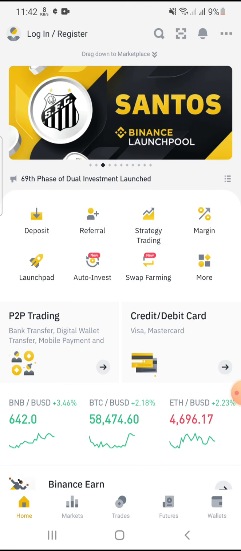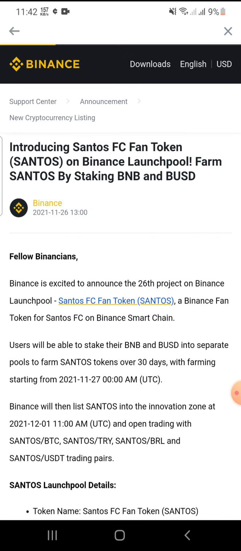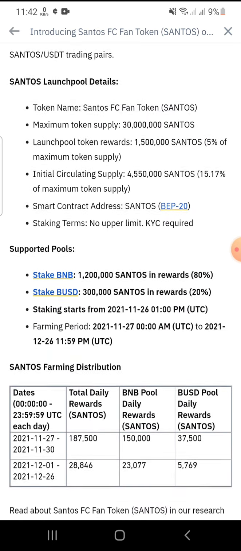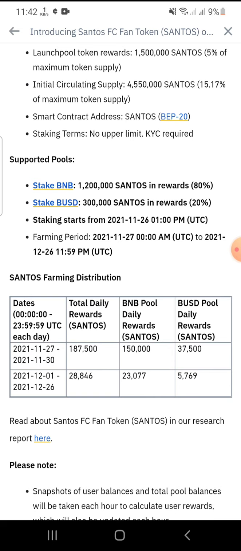Smart balance appreciated. Introduction, fund token. Bitcoin transfer. Today's details, today's reward and then BNB. Pool daily reward. Okay. Now then, and the token there is.